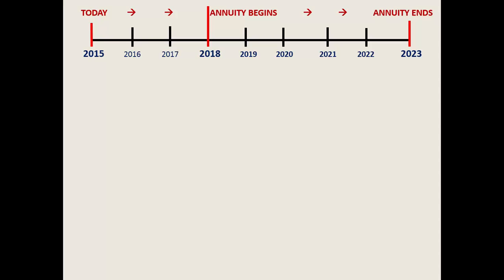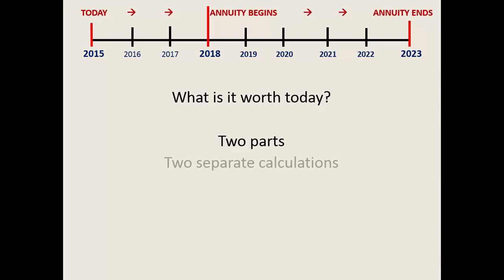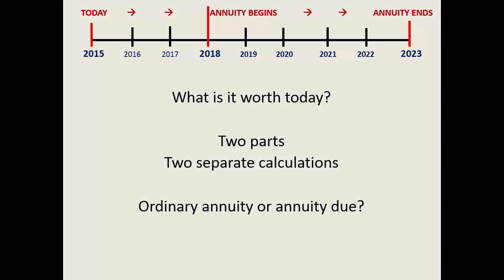So if you see the beginning of 2015, you're going to invest in an annuity, and then in 2018, that's when it begins. So if you look at the red lines, those are the two components. So how do I solve for this? What is it worth today? Because what it's worth today is what ends up on my balance sheet. So think of it as two parts. It's two separate calculations. Now, is this an ordinary annuity or an annuity due? That's the next thing you want to ask yourself.